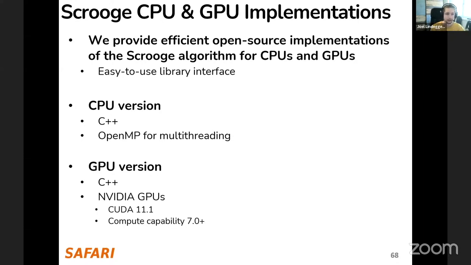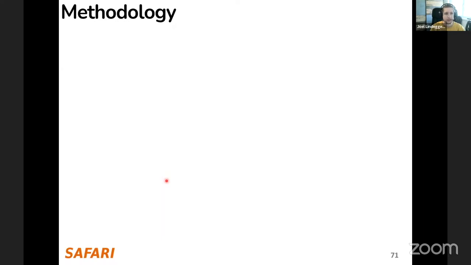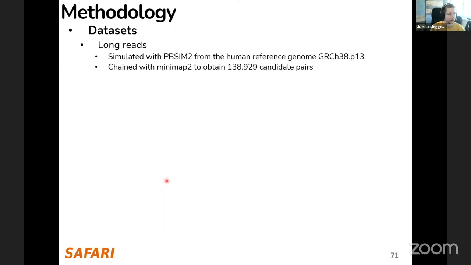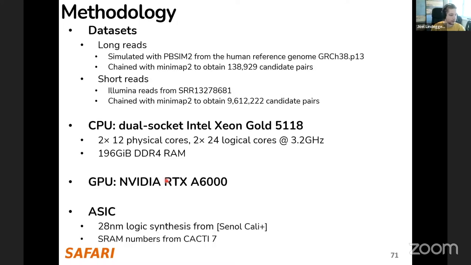We open source all of our implementations on GitHub, and these should be really easy to use library interfaces. And our GPU version targets NVIDIA GPUs for reasonably recent compute capability. So yeah, it's all available over here. And of course, we evaluate our implementations quite comprehensively. So we simulate some long reads, we get real short read data, and we evaluate on these recent CPU and GPU architectures, and we also do an ASIC evaluation based on prior logic synthesis.